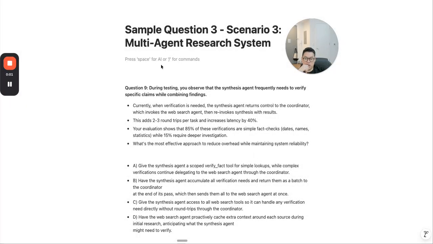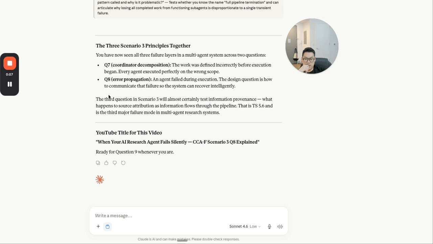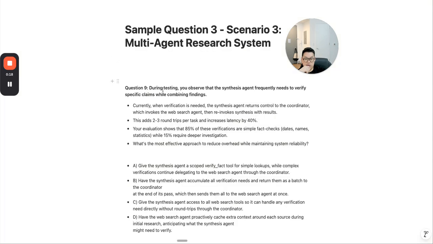Let's actually take a look at this. Question 9 during testing, and it actually called it out, but it probably already knew. It said the third question in scenario 3 will almost certainly test information provenance. What happens to source attribution as it flows through the pipeline? And I think more or less, it's actually true. During the testing, you observe that the synthesis agent frequently needs to verify specific claims while combining findings.